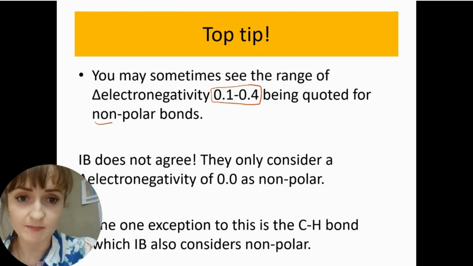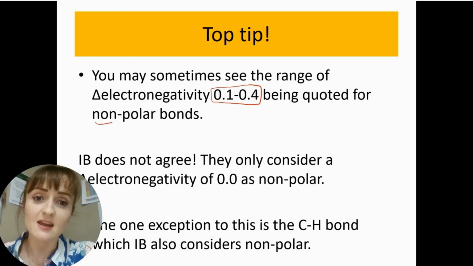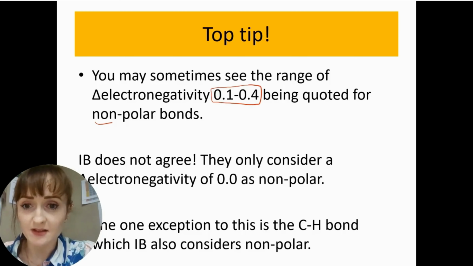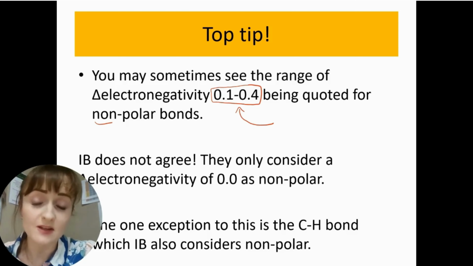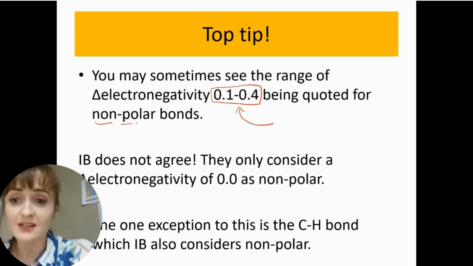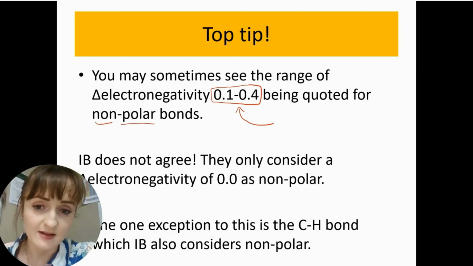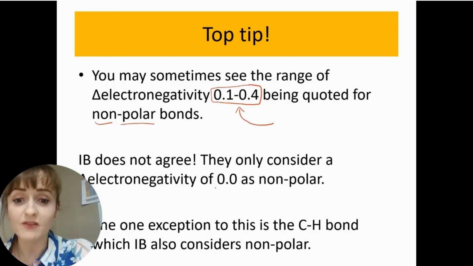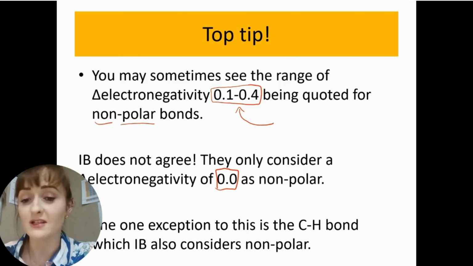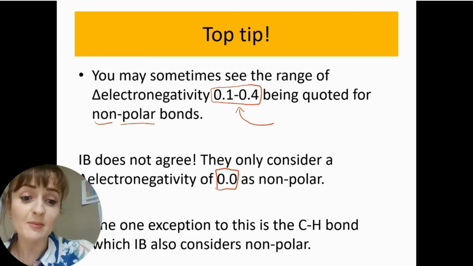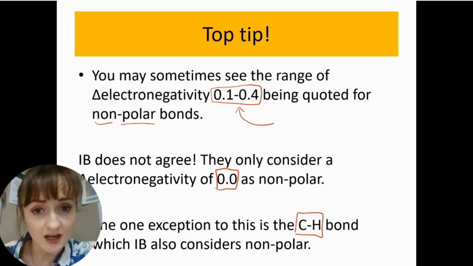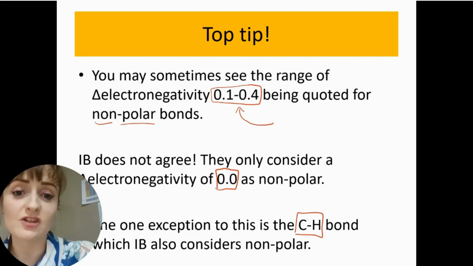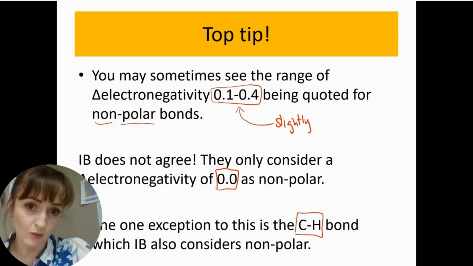One quick tip before we begin. In different sources online, you may see small electronegativity differences being quoted as non-polar bonds. For example, an electronegativity difference between two atoms of between 0.1 and 0.4 being quoted as non-polar. IB does not agree with this. They will only consider a bond non-polar if the electronegativity difference is 0.0. The only exception that they consider is the carbon-hydrogen bond, which they also consider non-polar. So something with a very slight electronegativity difference is considered to be slightly polar or weakly polar, but not non-polar.